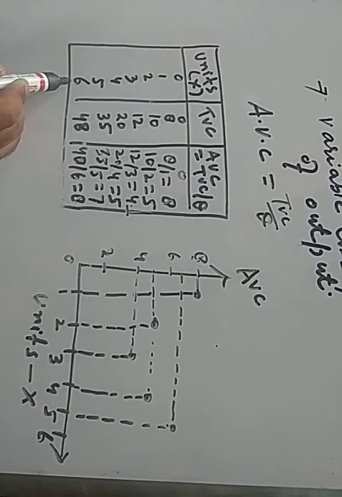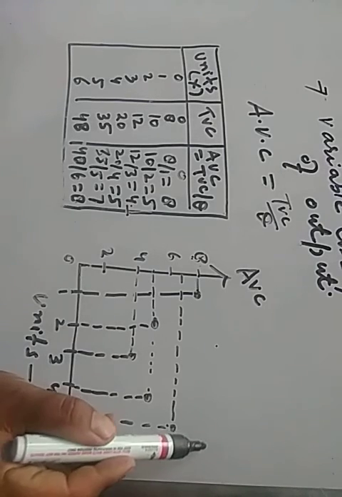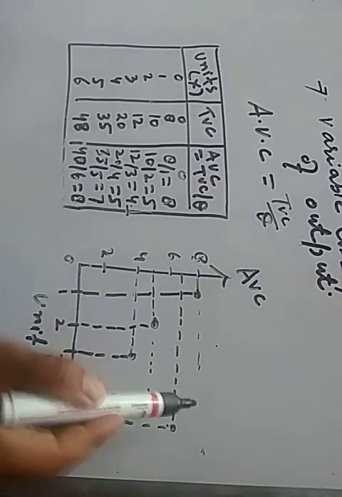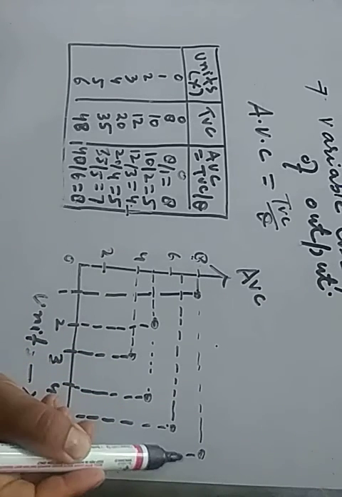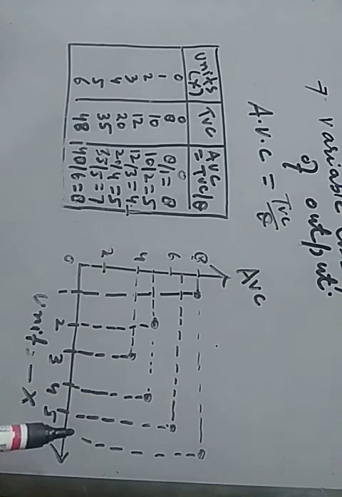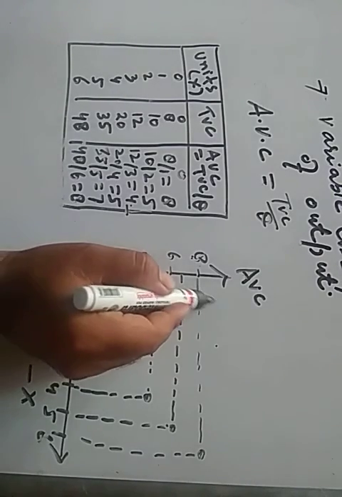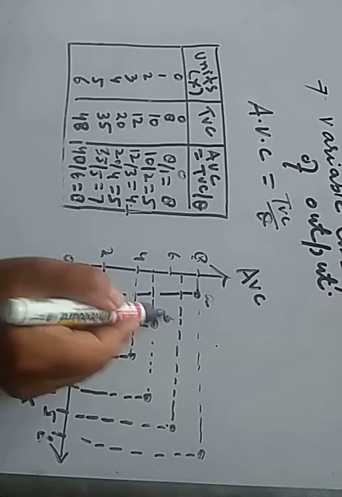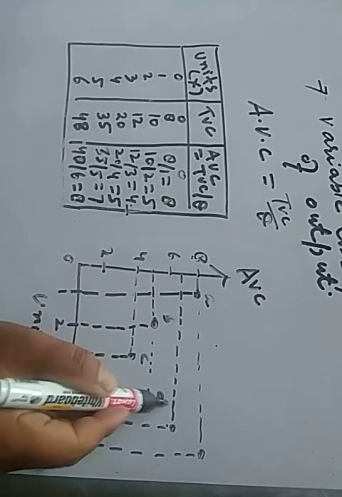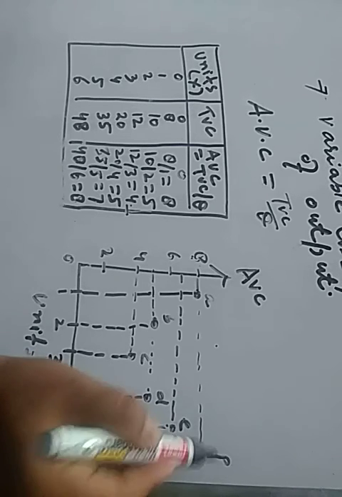For the last level, that is 6 units, the average variable cost at this level of output is equal to 8 rupees. This point. We will denote these points by A, B, C, D, E and F.